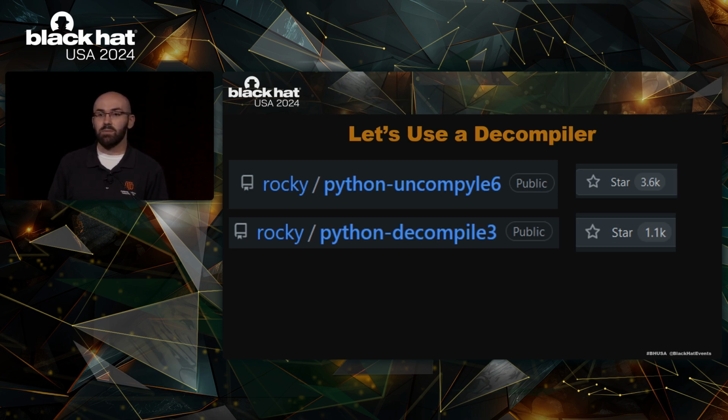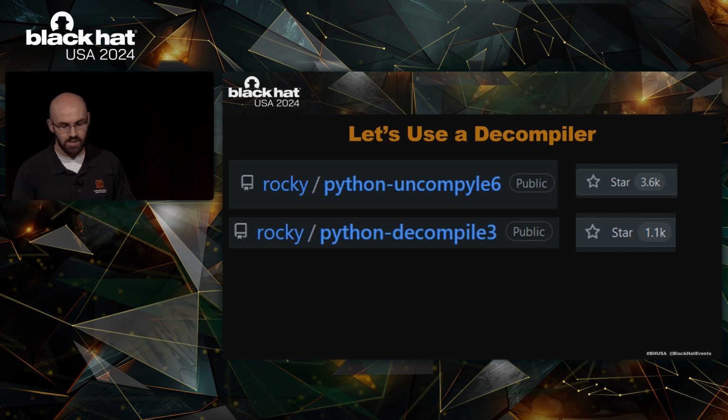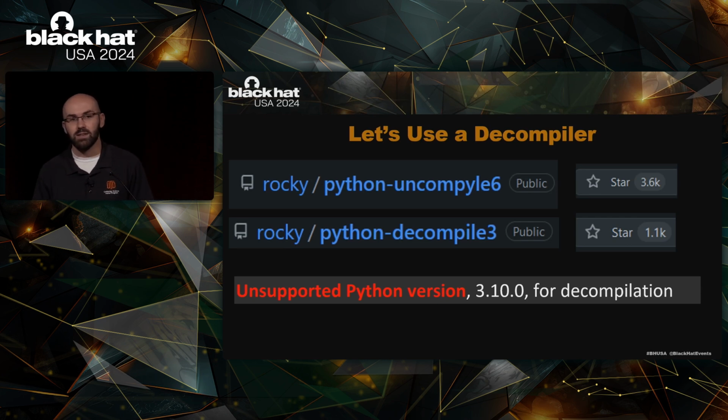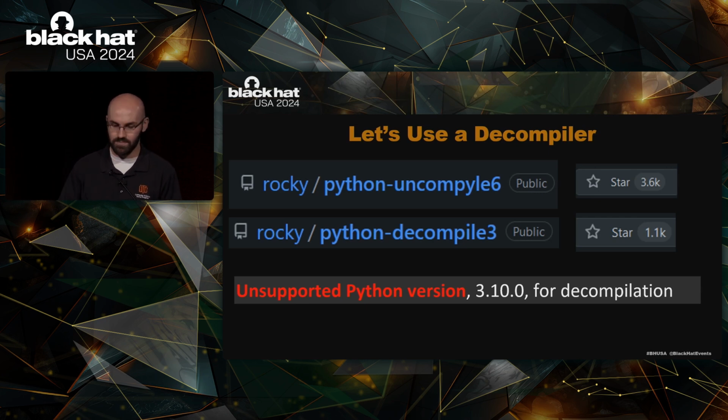Uncompyle6 and decompyle3 are the most well-known and well-respected names in Python bytecode decompilation. But unfortunately, they don't support Python 3.10 yet. Rocky's working on it, and he's always looking for helpful hands. So if you're interested in contributing, go ahead and give him a shout.